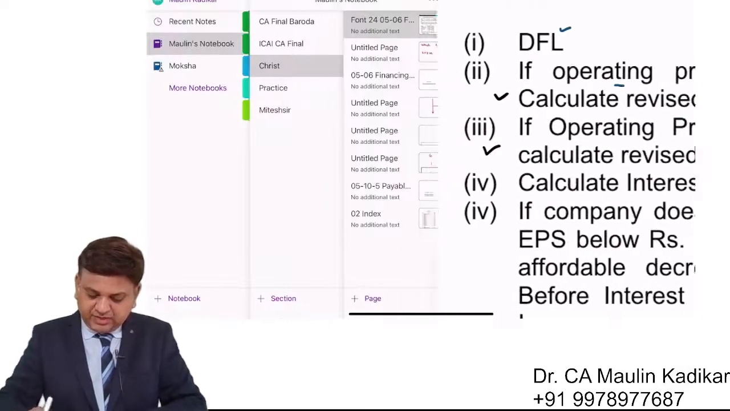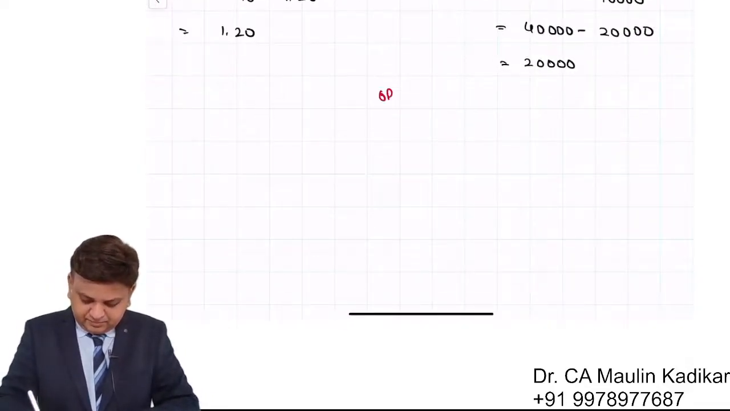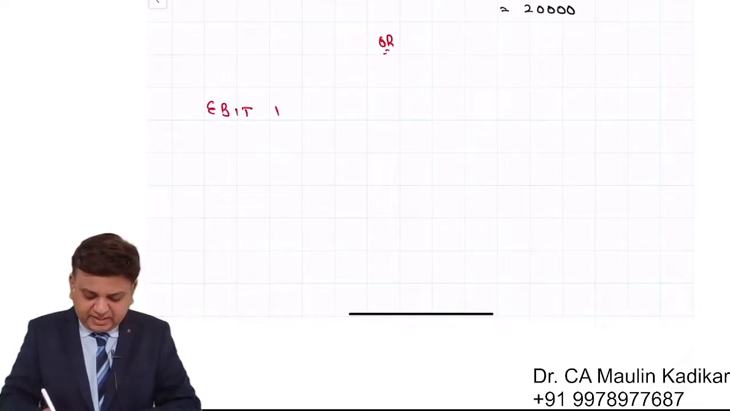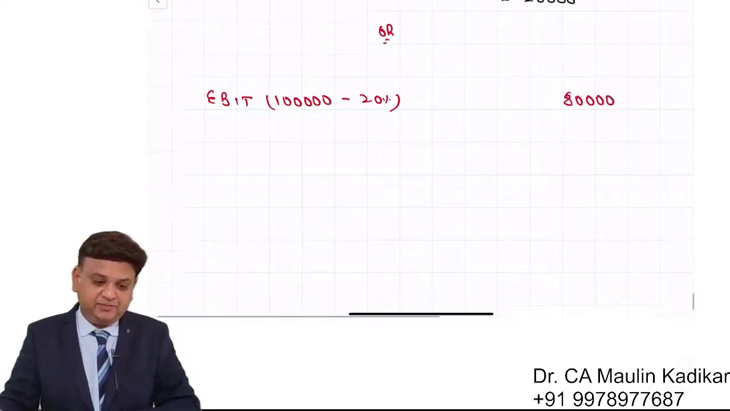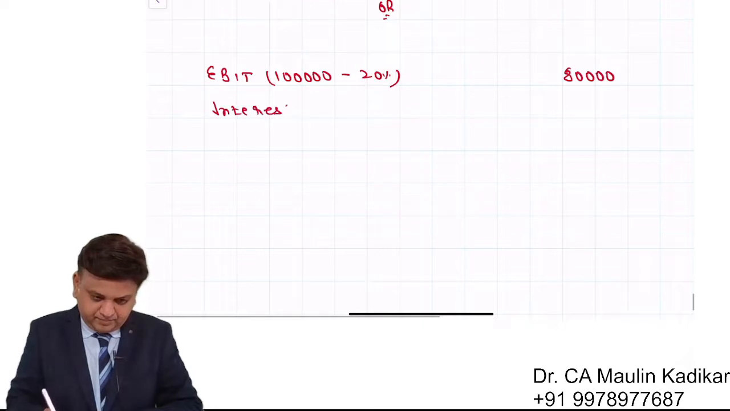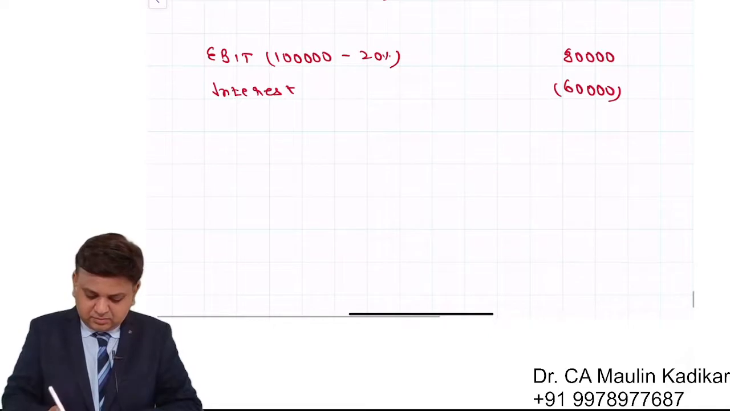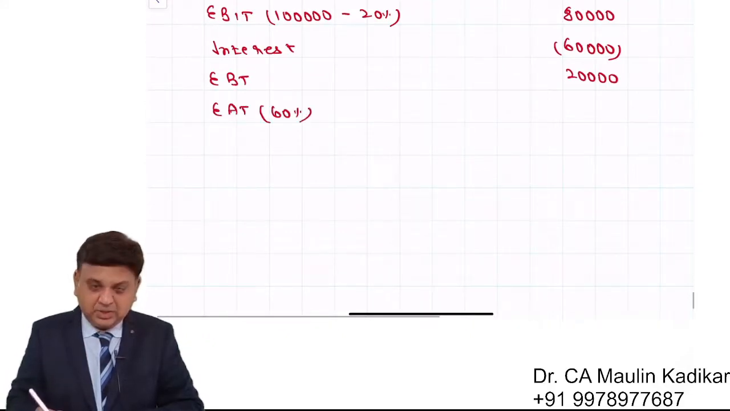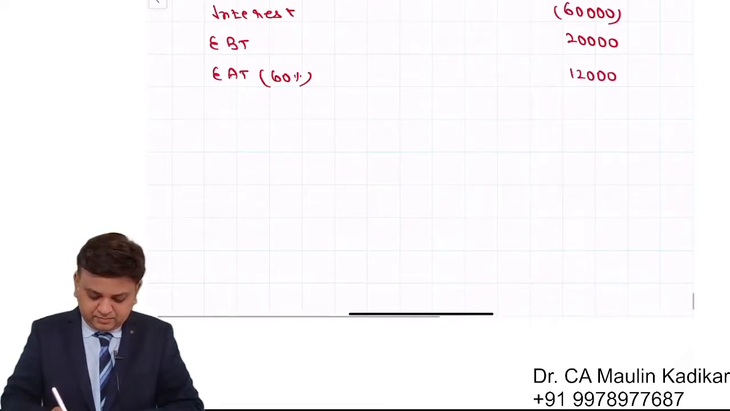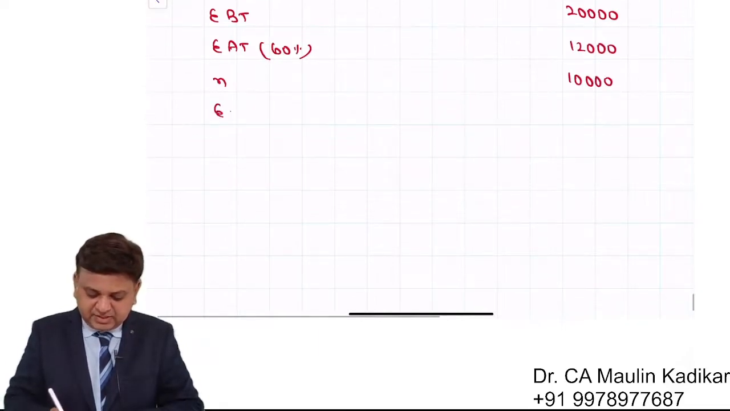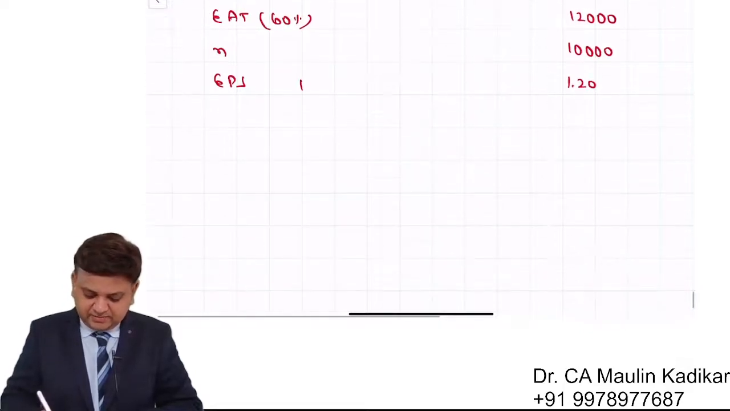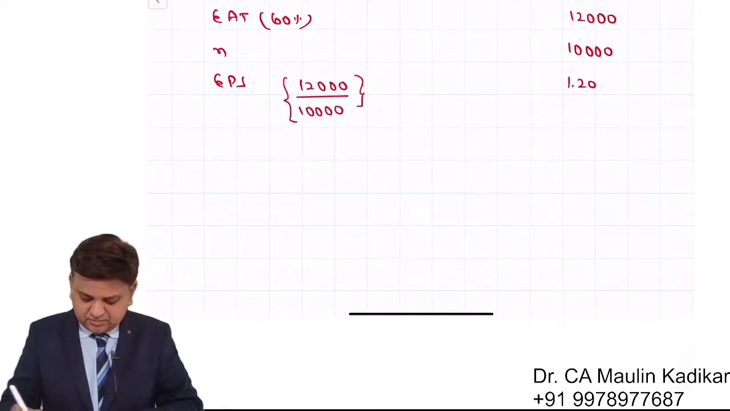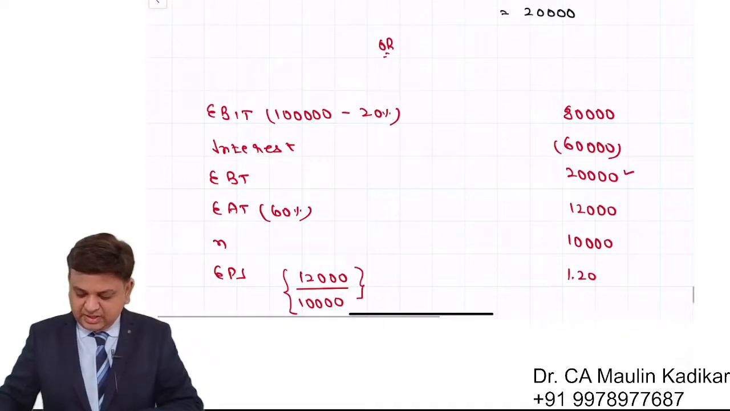Fourth question is, okay, we can do this answer with the table method. So in that case, it is EBIT 1 lakh minus 20 percentage. That comes to 80,000. Amount of interest is 60,000. Earning before taxes is 20,000. Earning after taxes is 12,000. Number of equity shares 10,000. EPS is 1 rupee 20 paise. That is 12,000 rupees divided by 10,000 shares. So we can get both the answers, 20,000 and 1 rupee 20 paise.